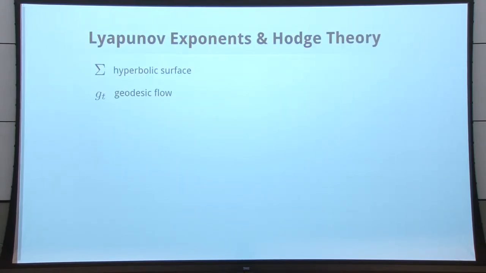OK, so what are Lyapunov exponents? Consider a hyperbolic surface, which I'll denote sigma, and g_t will be the geodesic flow on the unit tangent bundle of this surface. This is the first building block. And the second building block is a representation. You take the fundamental group of this surface, and you map it to some space of matrices. So you have a collection of matrices. This gives you a local system V rho, or equivalently a vector bundle with a flat connection.